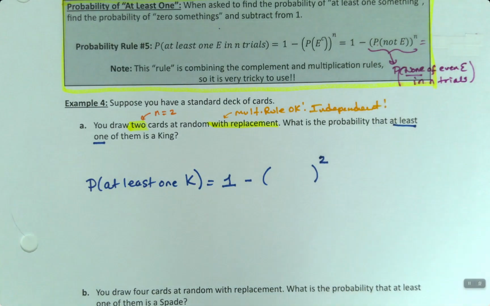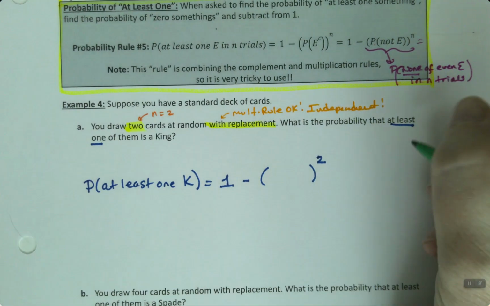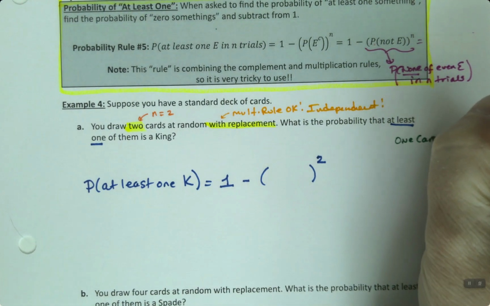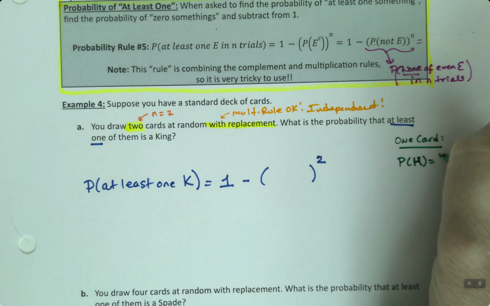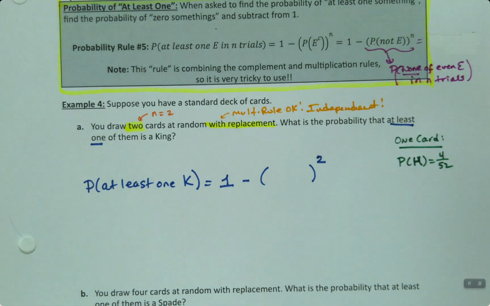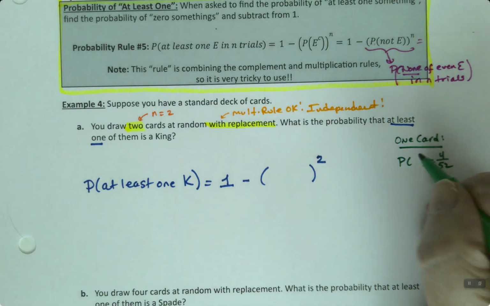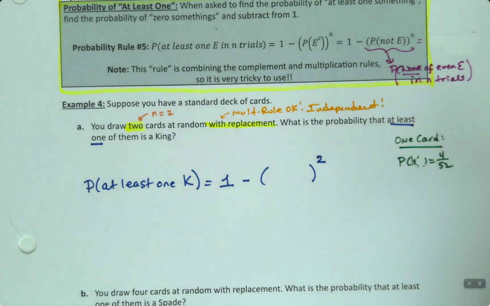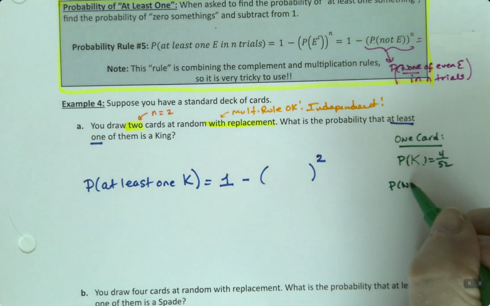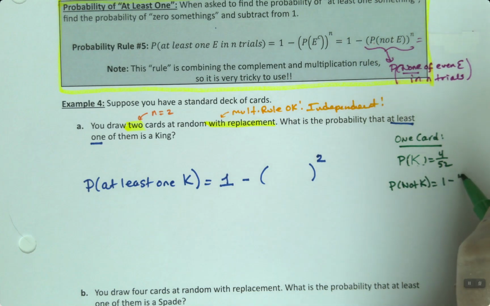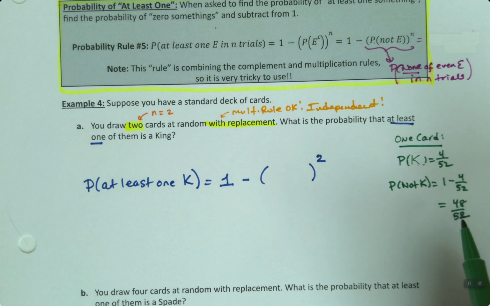All right, well, let's see here. The probability of event E, the probability of a king. So let's just figure this out over here for one card. The probability of a king for one card is 4 out of 52. Oh, that looks like an H. It was meant to be a K. There we go. There, I made it better. All right, so the probability of not K is 1 minus 4 out of 52, which would be 48 out of 52. There's 52 cards, 4 of them are kings, so 48 of them are not kings.